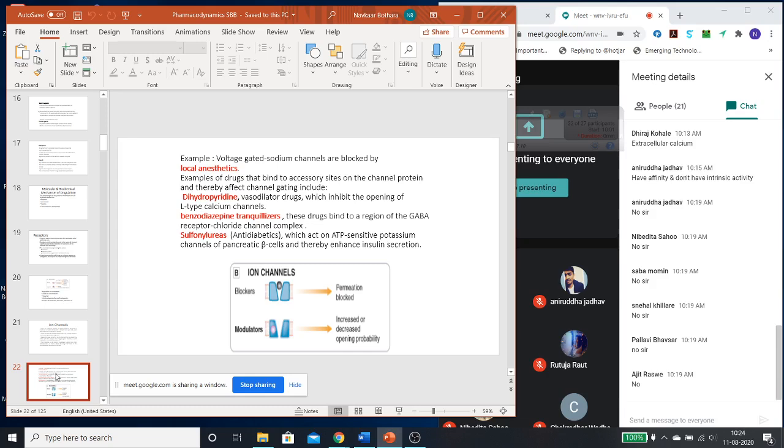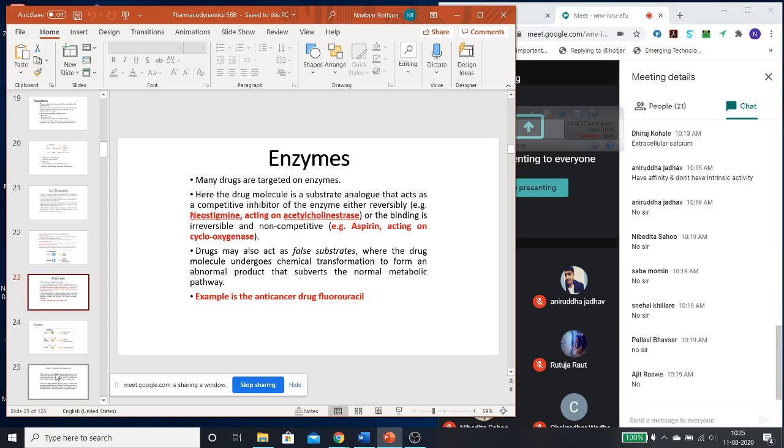So we can have a variety of agents which can be openers or activators which cause opening. There are blockers which will cause blocking, and there are modulators which can increase or decrease the opening of the channels. So we have such a variety of activities.